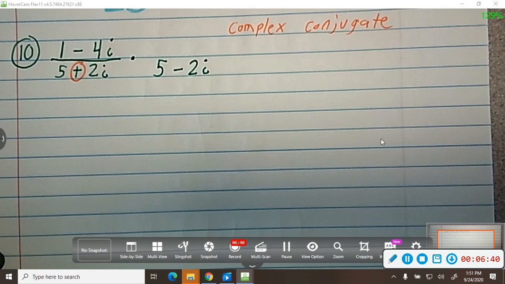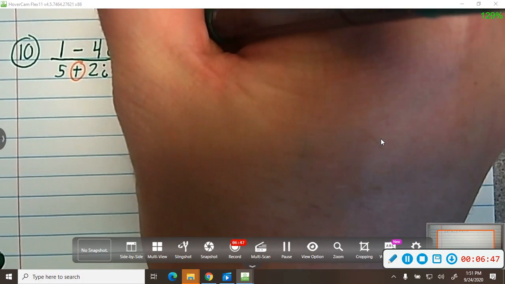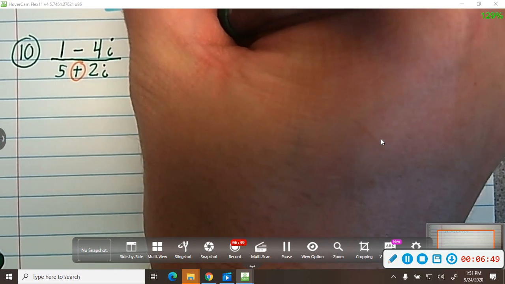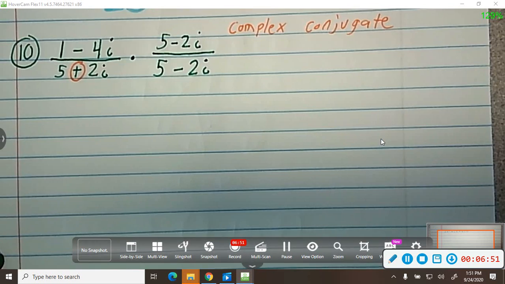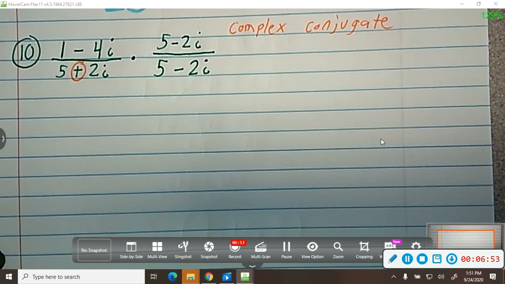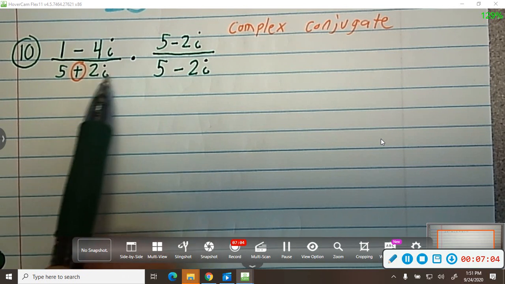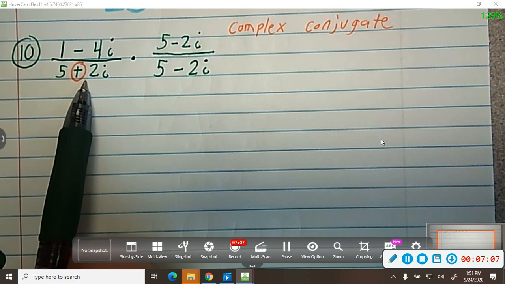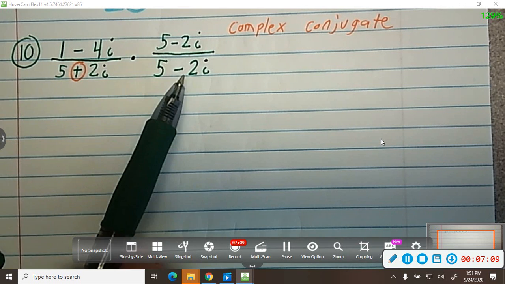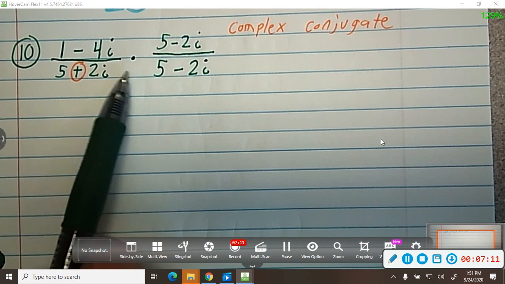Now you can't just multiply the denominator by 5 minus 2i. You have to do also the numerator, or else you're changing it. Now 5 minus 2i divided by 5 minus 2i is 1. And when you multiply by 1, you get the same thing. So I did not change anything. If this was a minus, this would be a plus. So the complex conjugate of 5 plus 2i is 5 minus 2i. The complex conjugate of 5 minus 2i is 5 plus 2i.